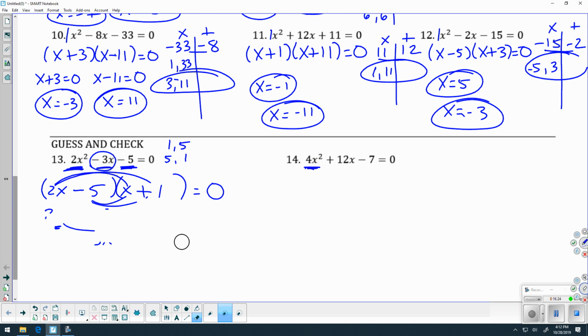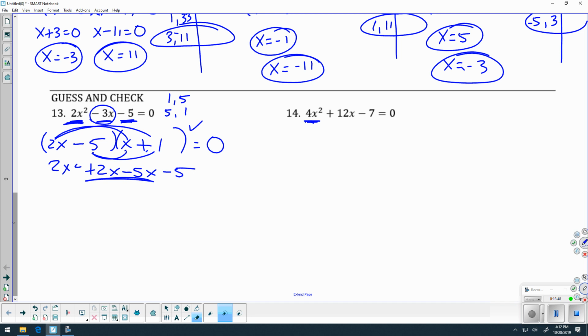Okay, so if I check this one last time, I'm sure some of you are already doing it in your head and you already know that's going to work. But just to double check, 2x and x is 2x squared. 2x and 1 is 2x. Negative 5 and x is negative 5x. Negative 5 and 1 is negative 5. So this right here in the middle, that's my negative 3x like I want it. Okay, so we're all checked out. We're all good. All right, so we got it to factor.